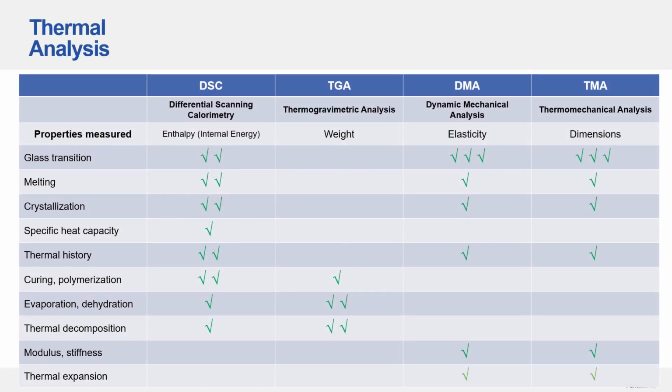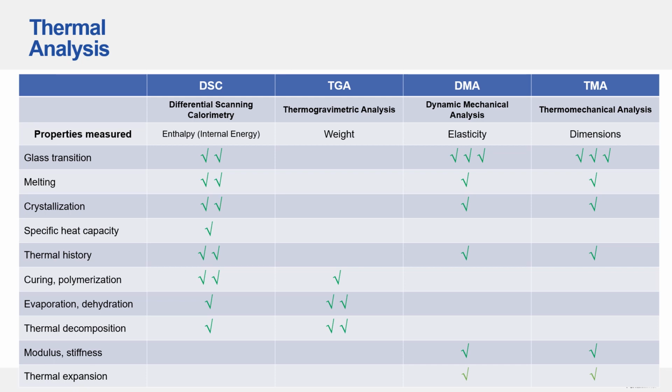So to start, here are the offerings for thermal analysis. You can see that there are 4 different options here. The first one being differential scanning calorimetry, DSC, then thermogravimetric analysis, TGA, dynamic mechanical analysis, DMA, and then thermomechanical analysis, TMA. The thermal analysis group of techniques measures physical and chemical properties as a function of temperature and time.